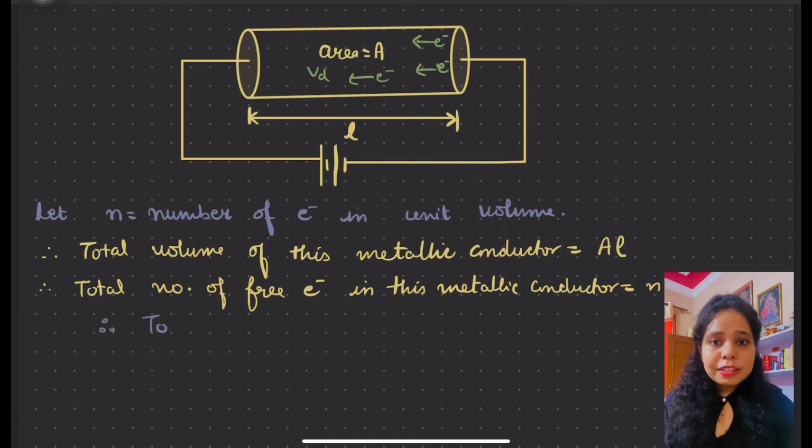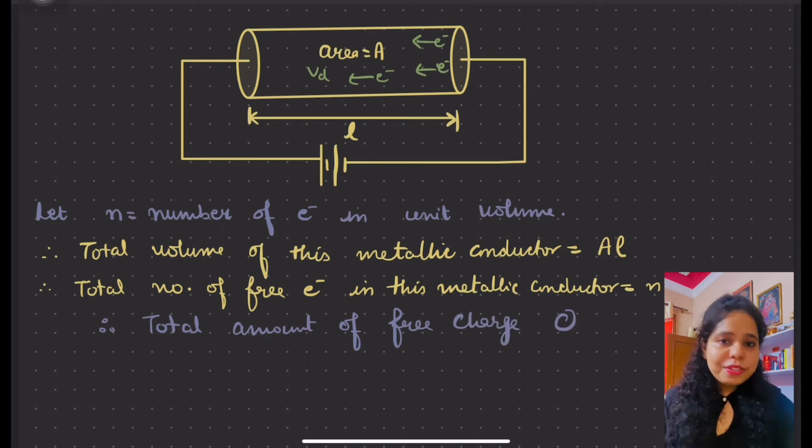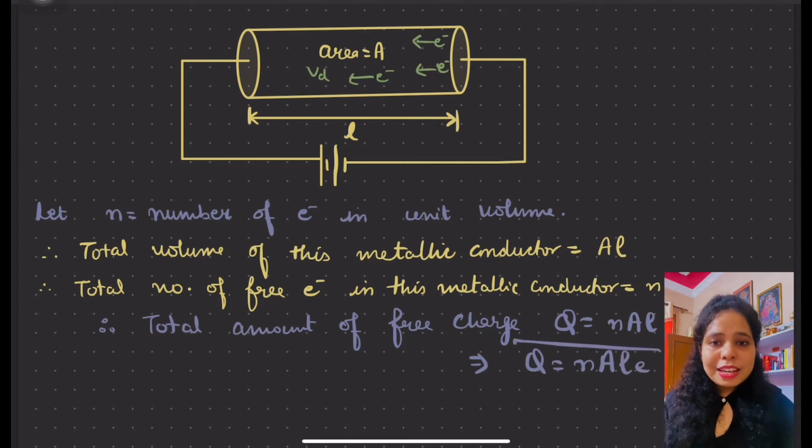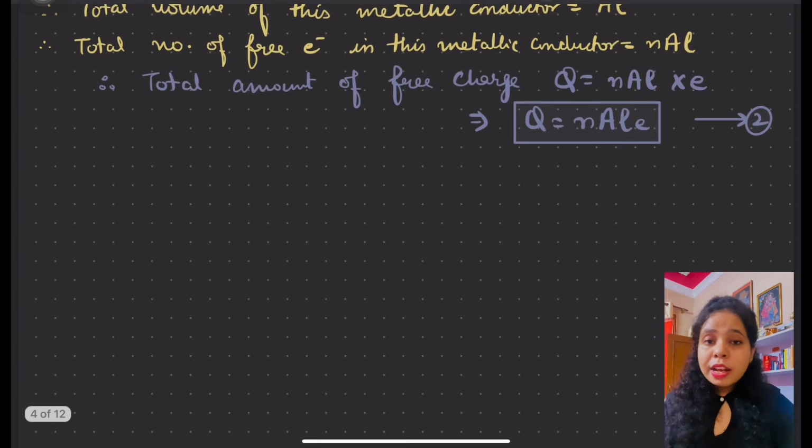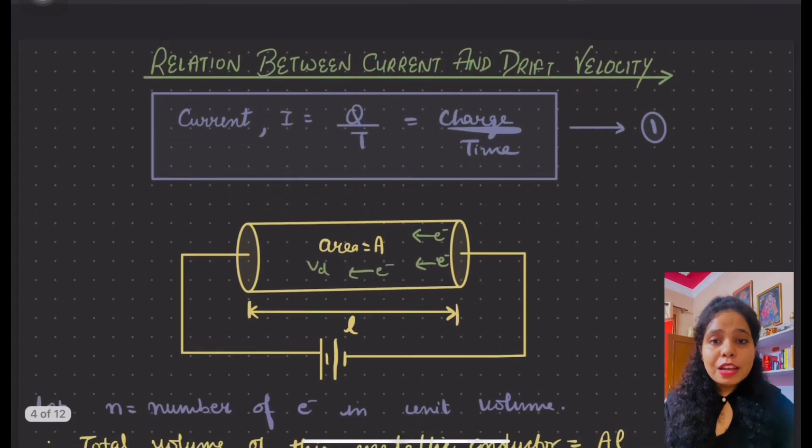Thus we can say the total amount of free charge which is going to flow through the metallic conductor is given by Q is equal to total number of free electrons in the metallic conductor, that is nAL, multiplied by charge on one electron, that is small e. So Q is equal to nALe is the second equation. Now this is the second step which we have covered to find the value of charge, and now we need to find the value of time.